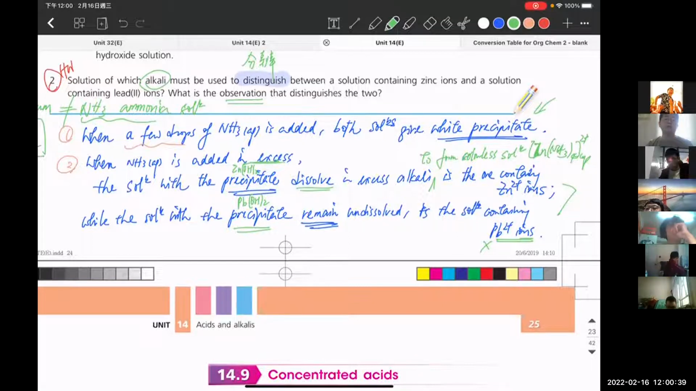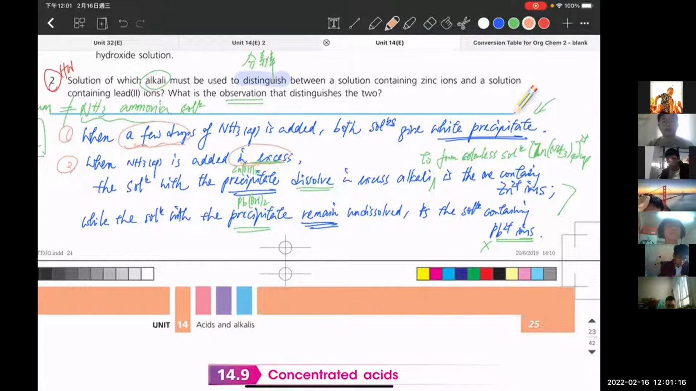So you still cannot get to know which is zinc ion, which is aluminium ion. Only when ammonia solution is added in excess will you start to know, because here comes a different observation. One of the precipitates will dissolve in excess alkaline, one of them will not, and I will know which is which. Do you understand? So be careful of the wording. That's why I need you guys to be highly aware of the wording.